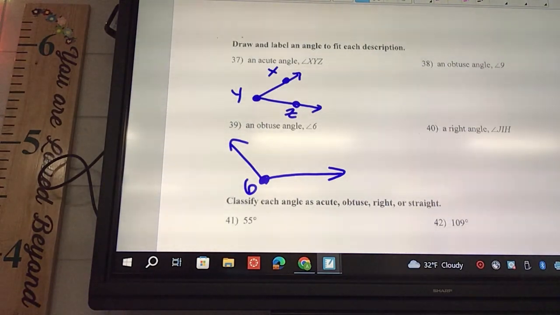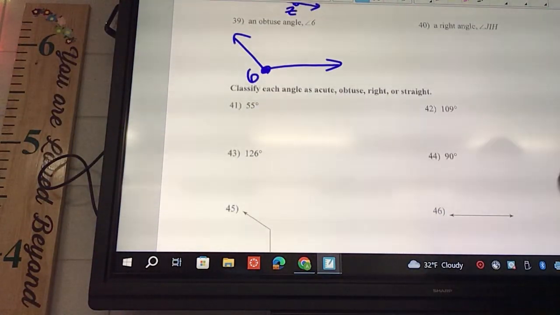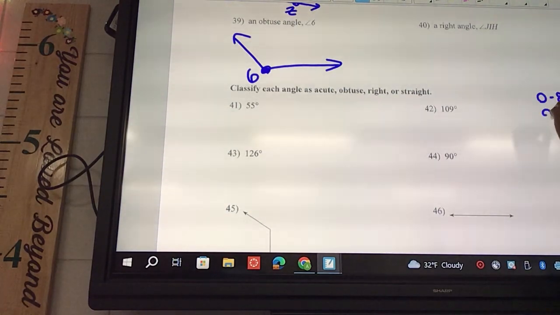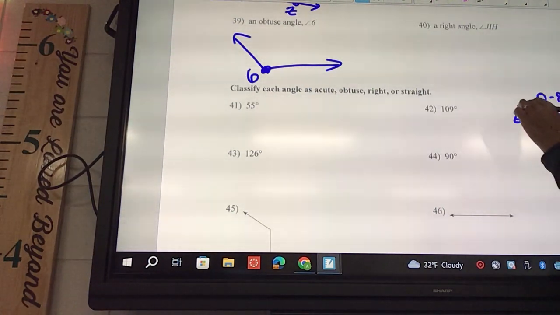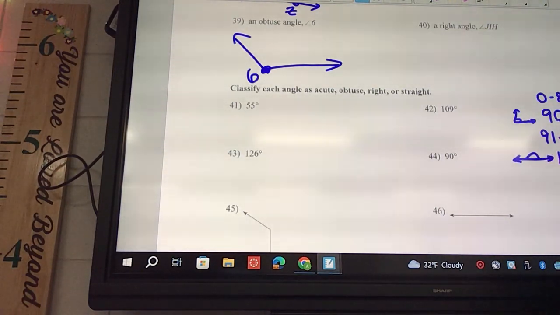Classify each angle as acute, obtuse, right, or straight. I'm going to write some notes off to the side. Essentially 0 through 89 is acute. 90 is right, and it has the square here. 91 through 179 is obtuse, and 180 is a straight angle, which looks like a straight line.